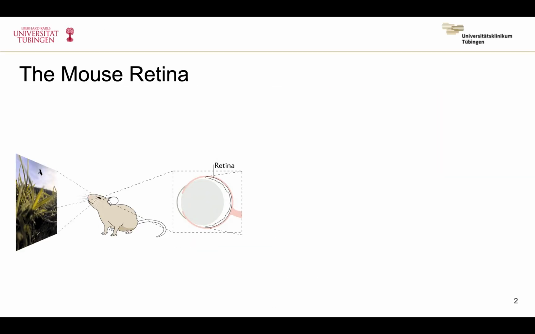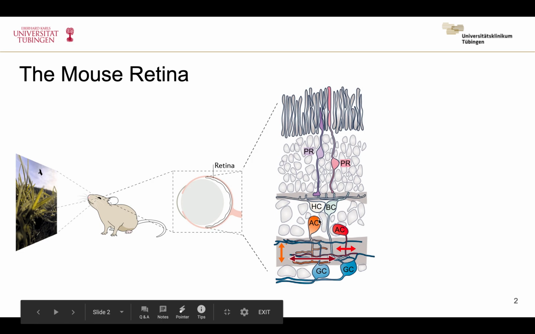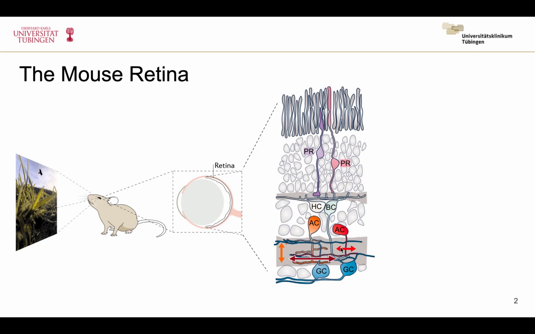So when a mouse sees an image, the light is projected onto the back of its eye in the retina, where it is processed by photoreceptors, then bipolar cells modulated by horizontal cells, and then passed on to ganglion cells and to the brain, and on the way modulated again by amacrine cells.